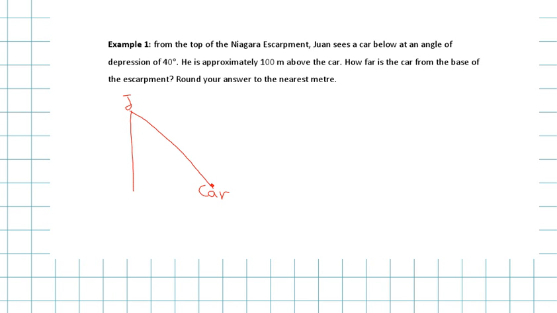Where's the angle of depression? At the top. Right here? Oh yeah, no, the opposite side. I have to draw a horizontal line from where Juan is, and then the angle of depression is this. Remember that the angle of depression is measured from the horizontal down. So what would this angle be?